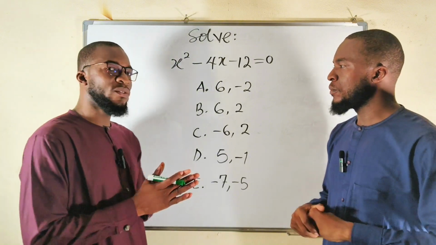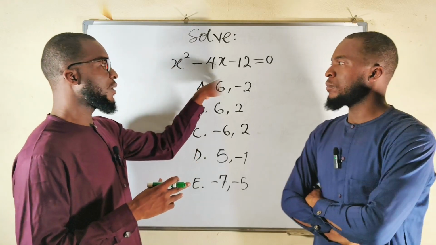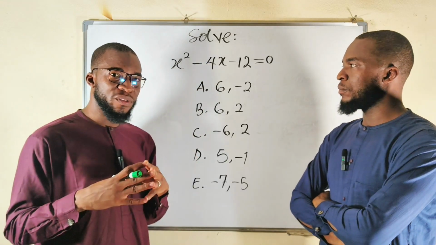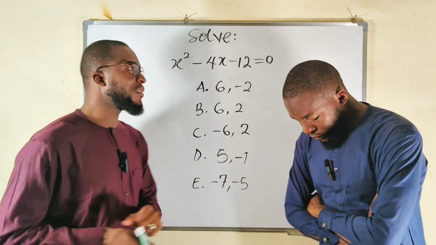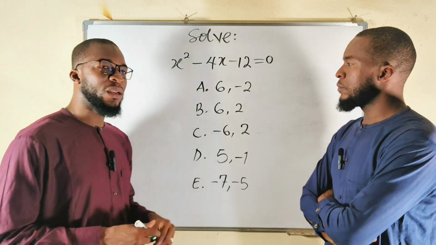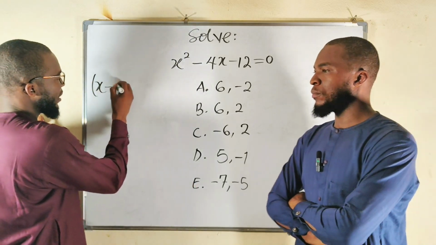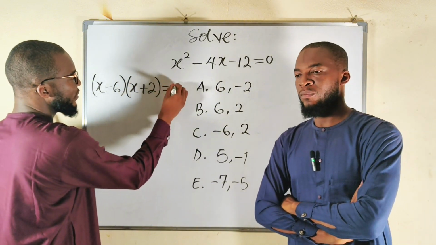First thing you need to do here is to think of two numbers, which when you multiply them together, you get the constant term, which is negative 12. And when you add the two numbers together, you shall obtain negative 4, which is the coefficient of x. And the numbers are negative 6 and positive 2. So you form two factors like this: x minus 6, x plus 2 equal to 0.